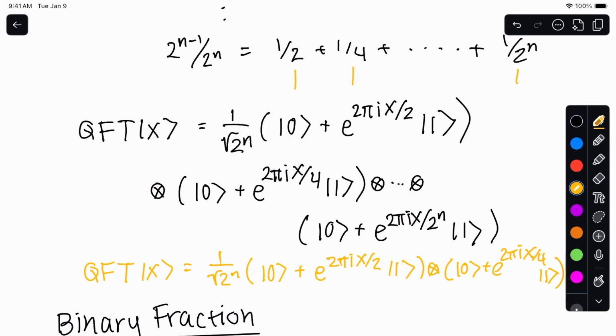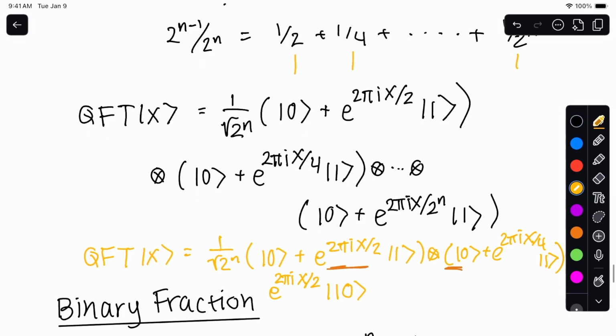And in this case, for instance, if we have the state 1, 0, that's going to come from picking out this phase and this phase, which is none. And the coefficient in front of 1, 0 in the end is going to be e to the 2 pi i x over 2. But then, for instance, if we have the 1, 1 state, the final phase in that is going to be e to the 2 pi i x times 1/2 plus 1/4.